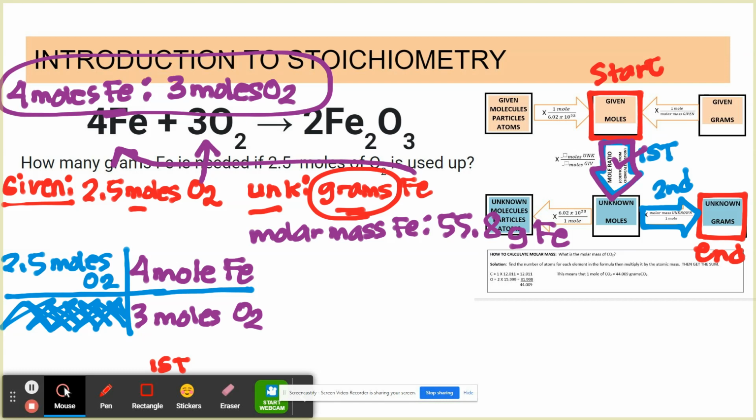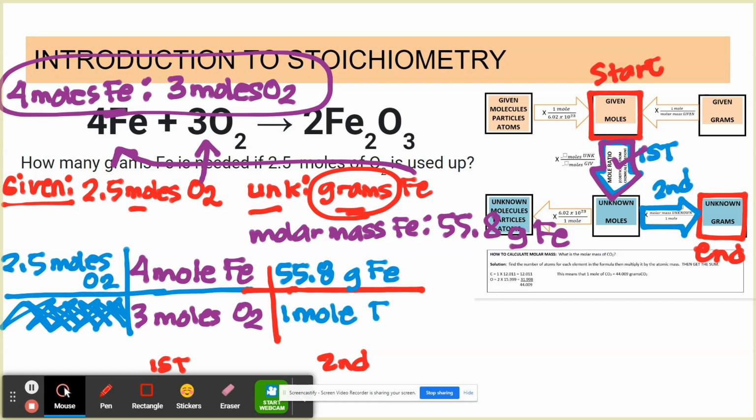Okay, now let's do step two. So there's two steps again. So I need to add more boxes. This will be the second step. Okay, all right, let's read what's in the second step. In the second step, it says there on top, molar mass of the unknown. So molar mass, and we just did that, is 55.8 grams of Fe. And what goes at the bottom? It says there 1 mole. 1 mole of who? Of course, it's the unknown, therefore it's the unknown. You see it? All right. So step two is done.